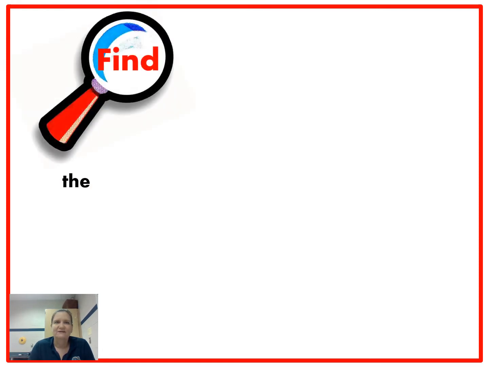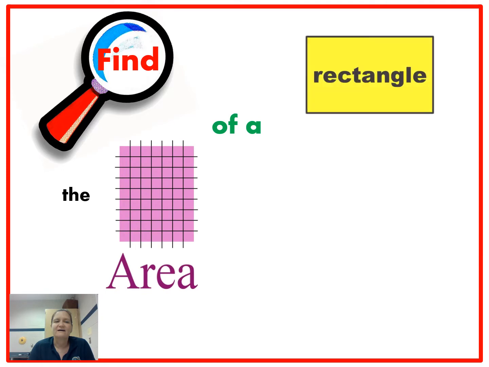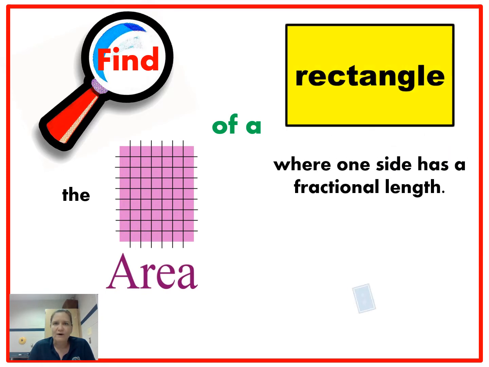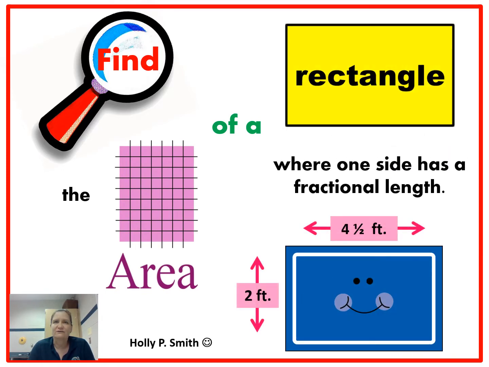We are going to study math today, and today's topic is area. Today we're going to find the area of a rectangle where one side has a fractional length. For example, with our blue rectangle here, the width is 2 feet and the length is 4.5 feet. Today you may use a calculator, but we're also going to model our calculations. We're going to model it and then solve with a calculator.